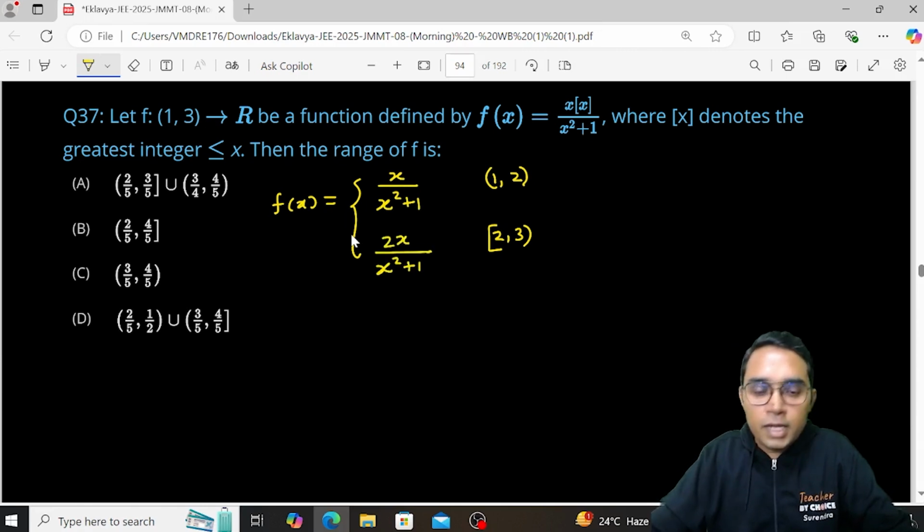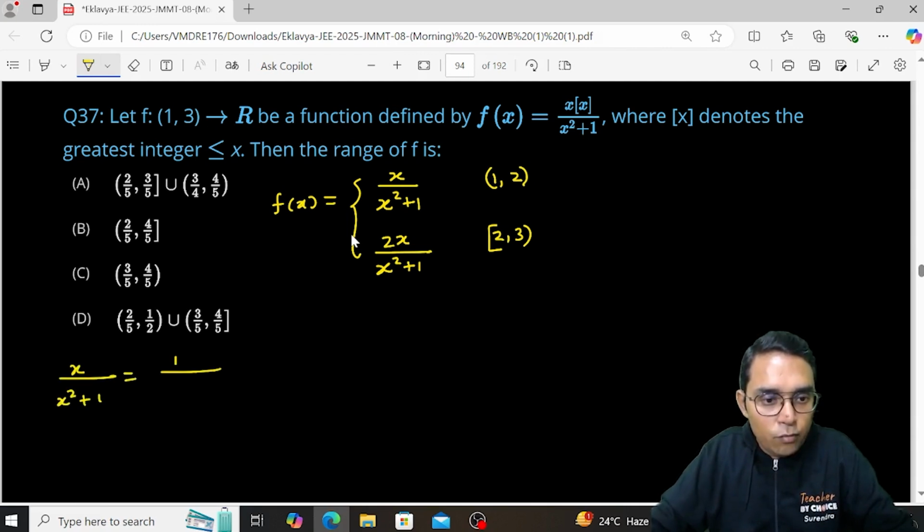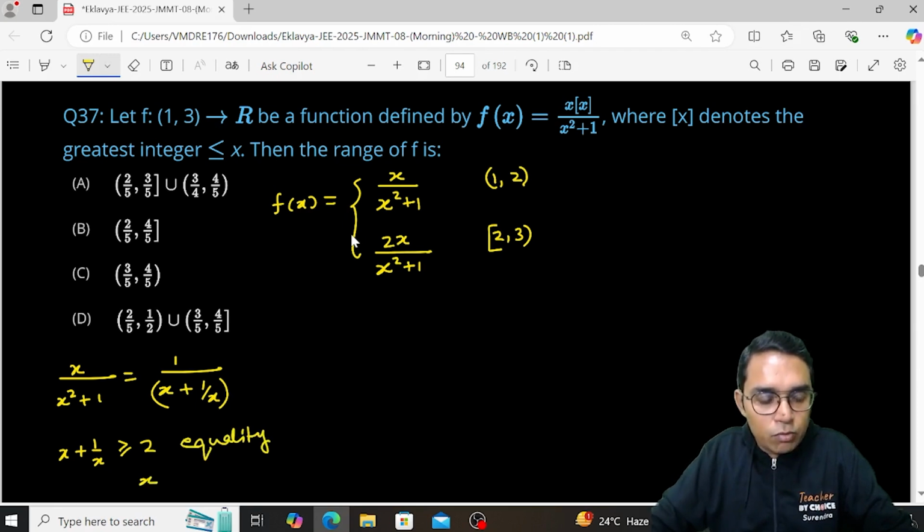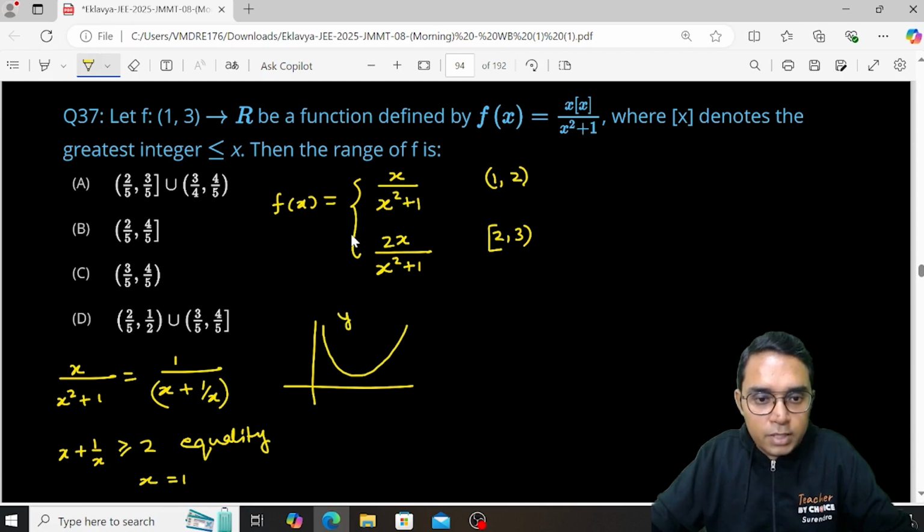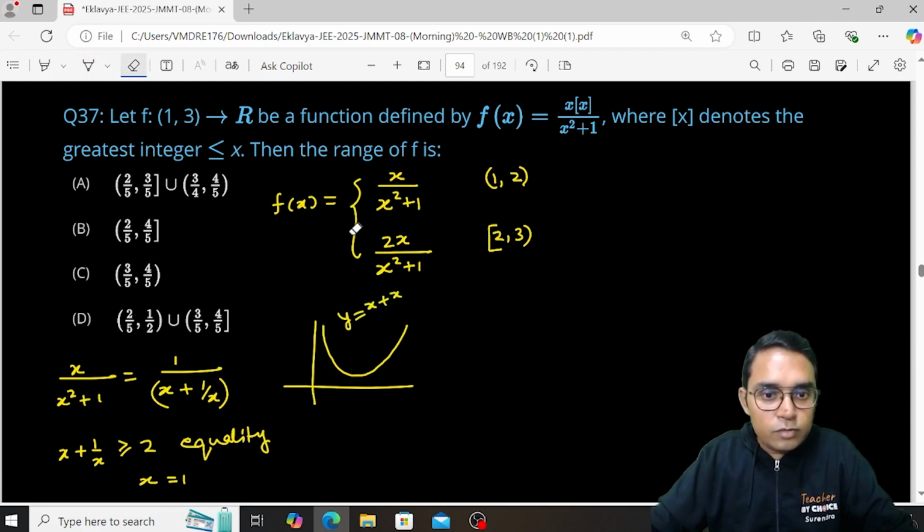Okay. Now we can draw the graph also, but let me tell you some different way. x upon x square plus 1, we can write it as 1 upon (x plus 1 upon x). Okay. This x plus 1 upon x, you might be knowing it, that with the help of AM-GM, we can say it is always greater than or equal to 2. And this equality happens only at x is equal to 1. That means at x is equal to 1, it is having minimum value. For all values that are greater than 1, this x plus 1 upon x will be having more values than at x is equal to 1. This is a graph of y is equal to x plus 1 upon x actually.